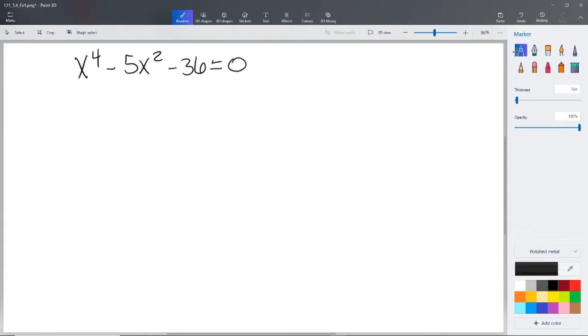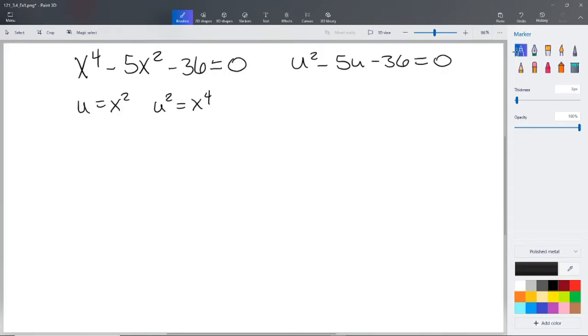So what we're going to do is use a u substitution. We're going to say that u equals x squared, because that way we know that when we square u, as in u squared, it's equivalent to x to the fourth. So now we can rewrite this problem as u squared minus 5u minus 36 equals 0. And so it is a quadratic now, using the value of u.